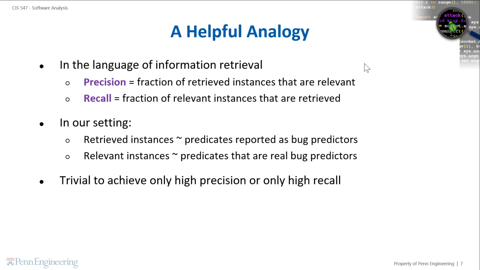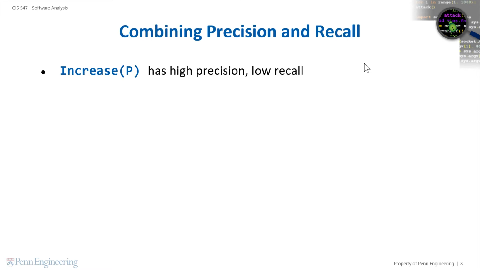Achieving high precision or high recall alone is trivial. For instance, if we do not report any predicates as bug predictors, we trivially have high precision but low recall. Likewise, if we report all predicates as bug predictors, we trivially have high recall but low precision. Our goal is to report exactly those predicates which are actual bug predictors, which amounts to achieving both high precision and high recall. Returning to our metrics, increase of p has high precision but low recall, whereas f of p, the number of failing runs in which p is true, has high recall but low precision.